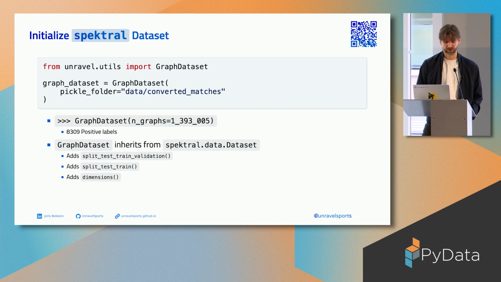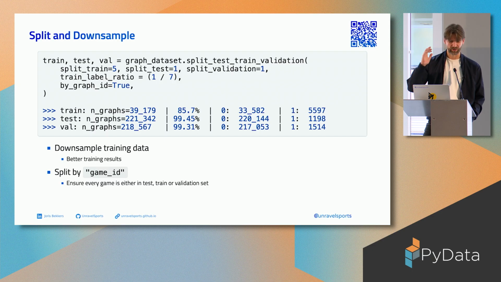To do that, we need to initialize our graph dataset, and the graph dataset is basically a built-in Spektral dataset type where we add some additional functionality to make our life a little bit easier. So we add functionality to load directly from a pickle folder or a pickle file, or really easily split our data into test, train, and validation. That's not built into the Spektral data dataset, but in the graph dataset, that's all built in. So it makes it a little bit easier to do stuff like this. So we have our graph dataset. We've loaded it with, let's say, 1.4 million graphs. And then we can split it.